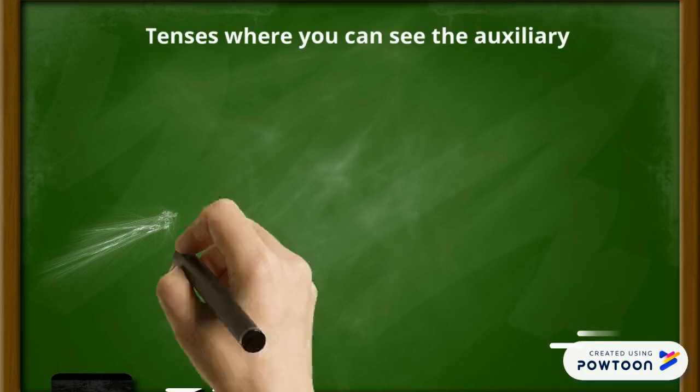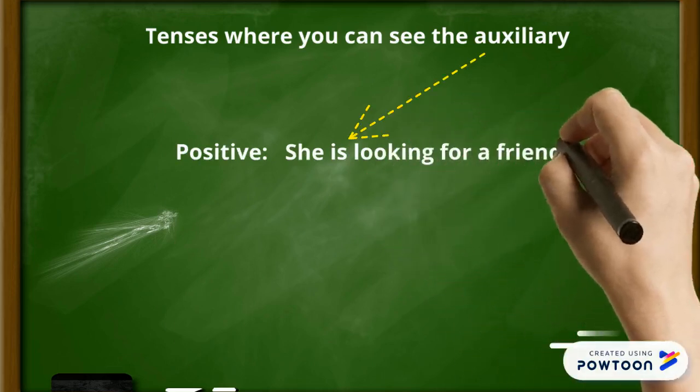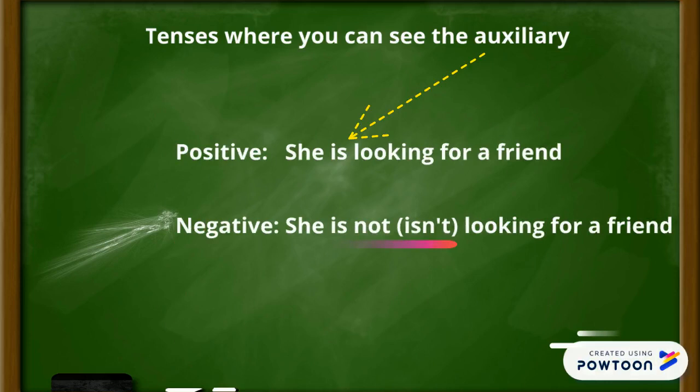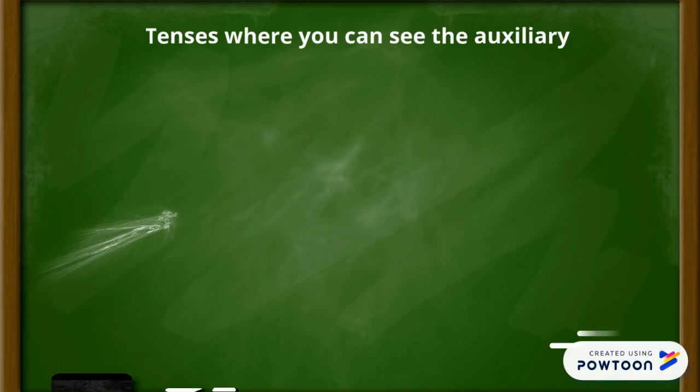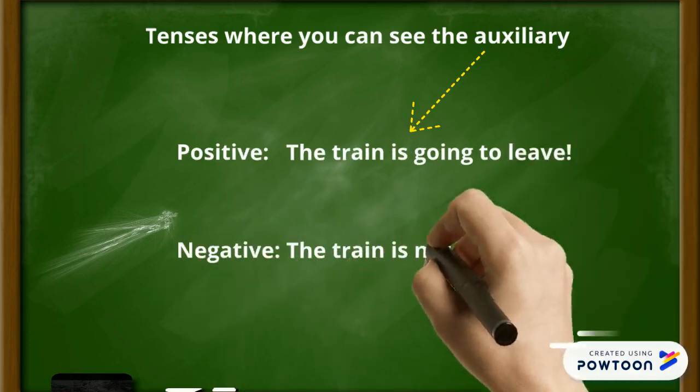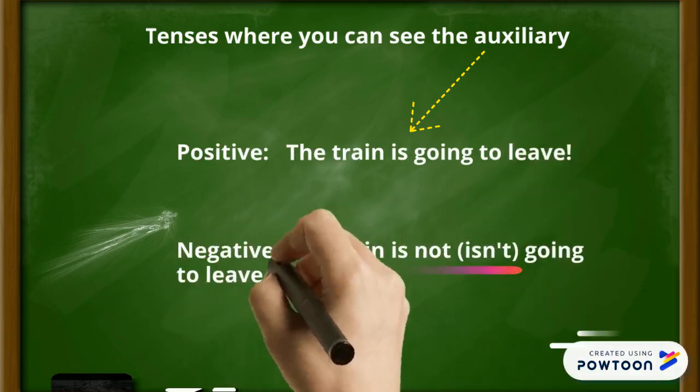First, tenses where you can see the auxiliary. For example, the auxiliary verb to be. "She is looking for a friend." Just add "not" after the auxiliary. "She is not" or "isn't looking for a friend." "The train is going to leave." "The train is not" or "isn't going to leave."